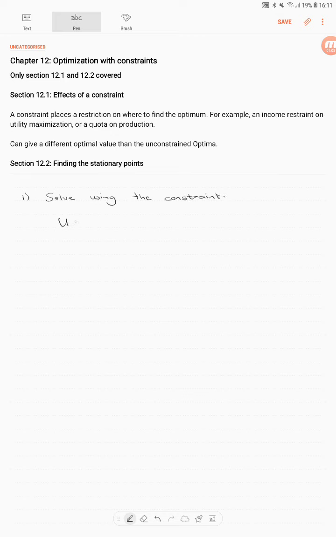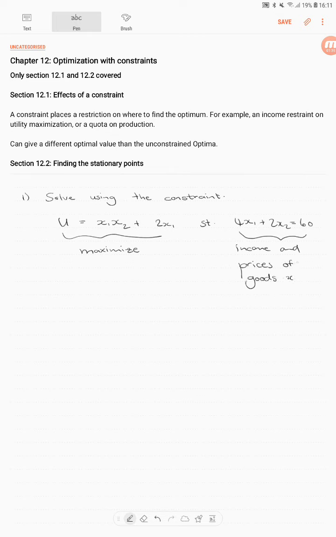Say we have utility equal to x1 x2 plus 2x1. We want to maximize utility, but it's subject to the cost 4x1 plus 2x2 equal to 60, which is our income and the prices of goods. So how do we do this?